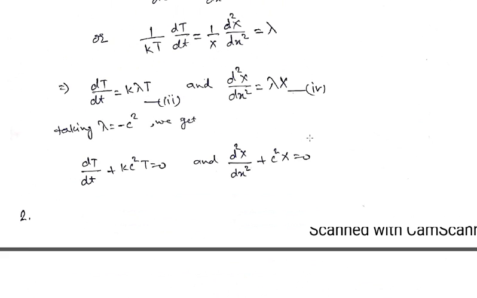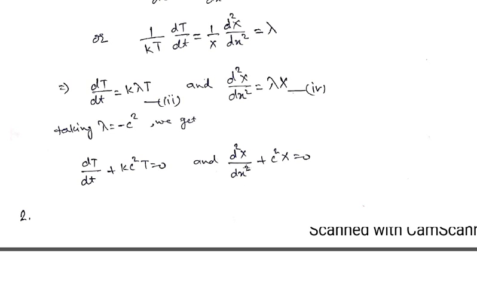Suppose we put lambda equal to positive c square here. It gives us dT/dt minus kc square T equal to 0, and d2X/dx square minus c square X equal to 0. So its auxiliary equation will be m square minus c square, so the roots are m equal to plus minus c.